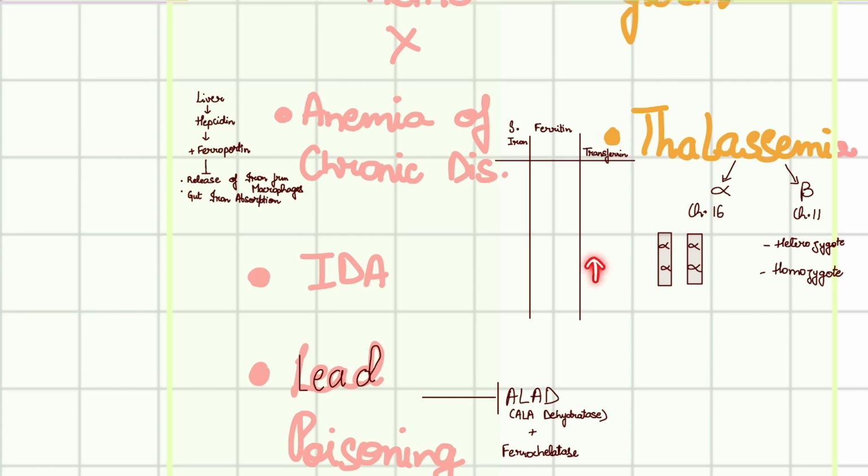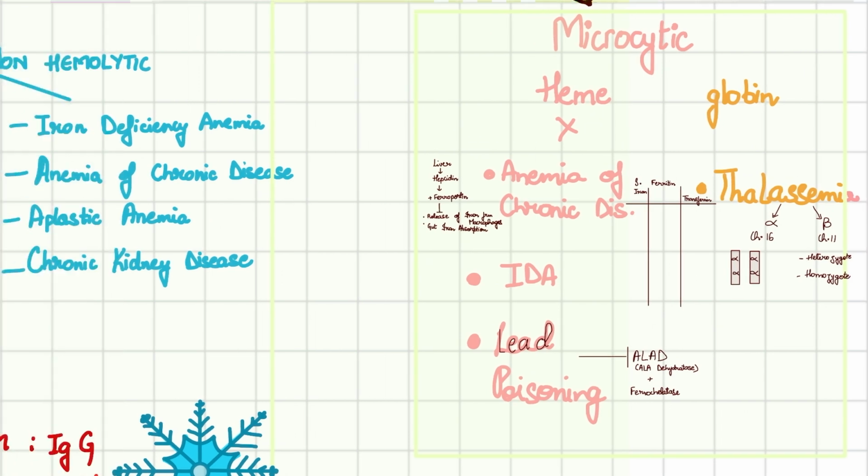So transferrin in iron deficiency anemia will be upregulated. But in anemia of chronic disease, the body knows that the problem is inflammation, the problem is not iron, so transferrin levels remain normal. So this is how we differentiate between the two.